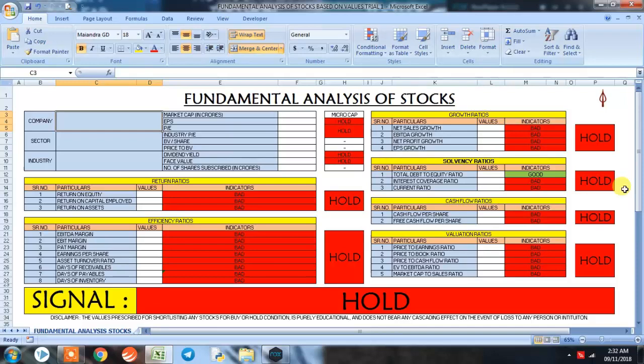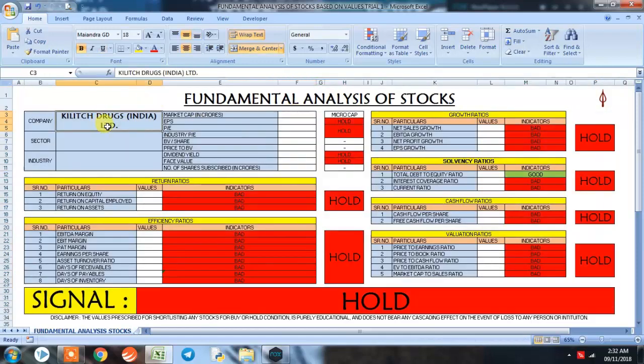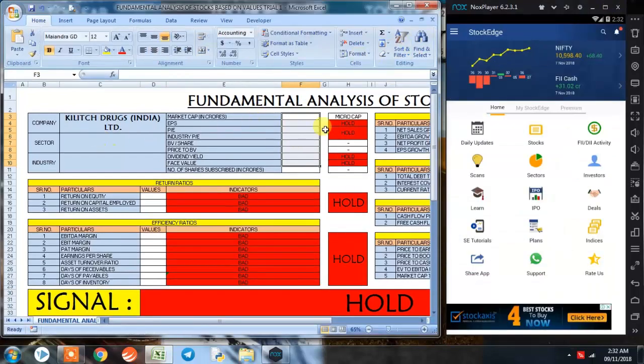On request, the stock being taken today is KILITCH Drugs India Limited. The Excel spreadsheet in front of you is an Excel program wherein we put financial data of a particular stock and arrive at a conclusion on whether to invest in that stock at this point of time or not. The fundamental data are taken from an app known as the StockEdge app. So let's go to KILITCH Drugs India Limited.